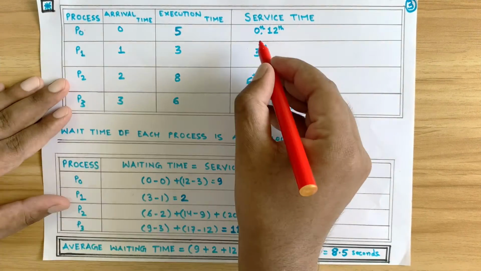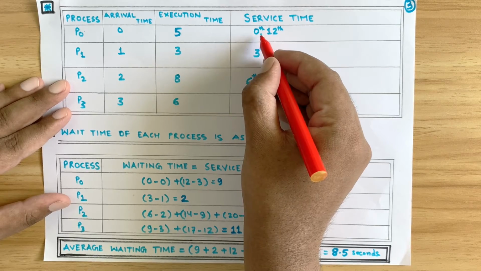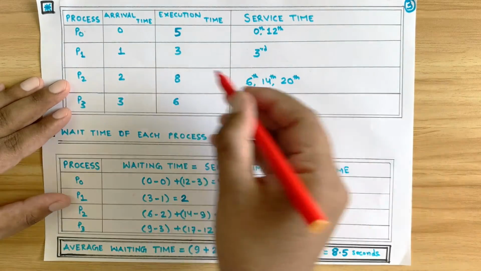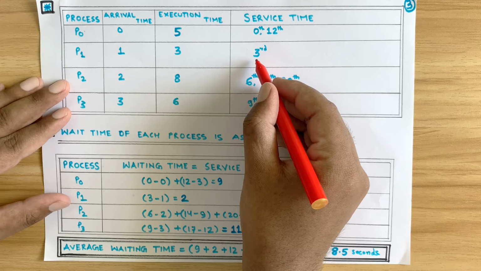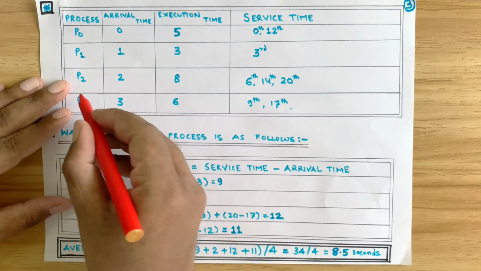P0 starts its execution at 0th second. It is provided service at 0th second, and also at the 12th second as given in the Gantt chart. P1 is given the service at 3rd second and it finishes execution in 3 seconds.